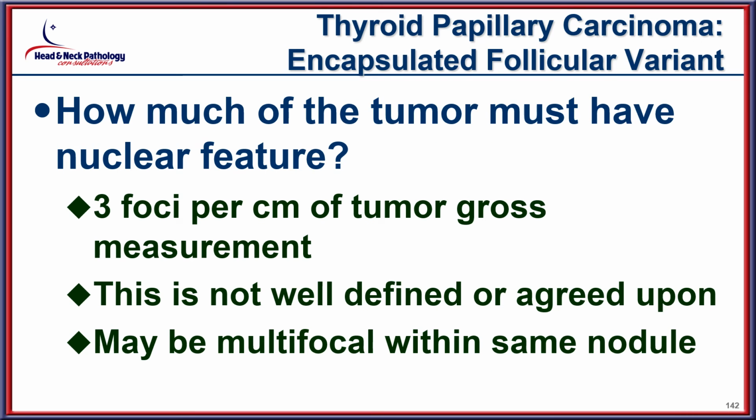Now, how much of the tumor needs to have the nuclear features? Well, this is not really well defined. That was not one of the features that we addressed, although in the study that I had performed on this case, I wanted to have the features in at least 3 foci per centimeter of gross tumor dimension. So if it was a 3 centimeter tumor, I needed to have 9 foci within that tumor that showed the area of classical nuclear features of papillary carcinoma.